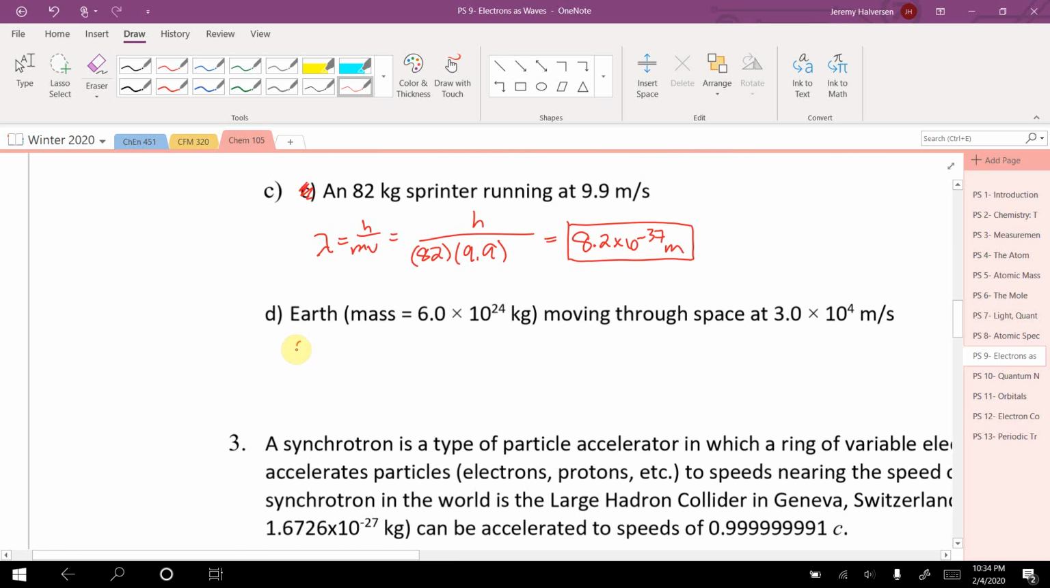And now the Earth, which is really big, I got a mass of 6 times 10 to the 24, a velocity of 3 times 10 to the 4. Gives me a wavelength of 3.7 times 10 to the negative 63 meters.